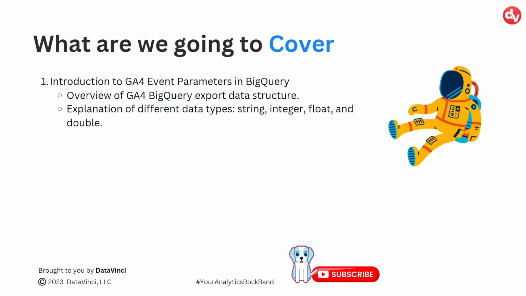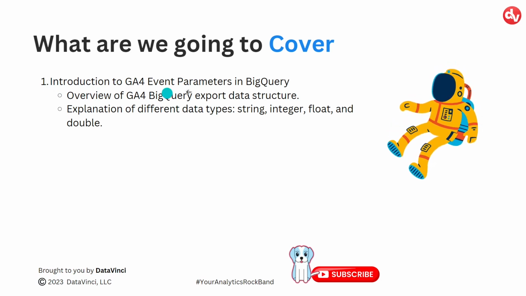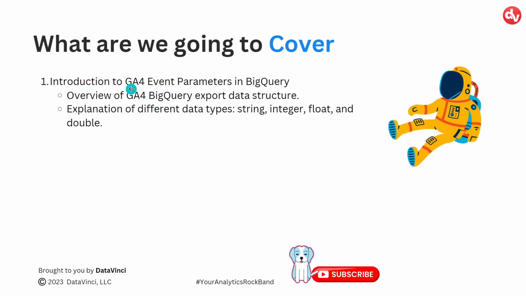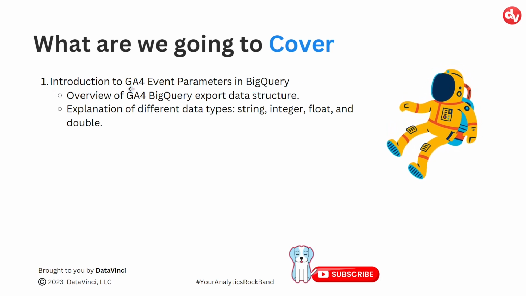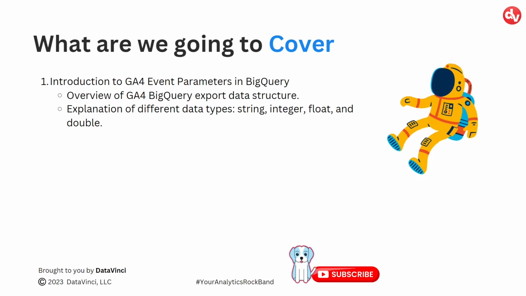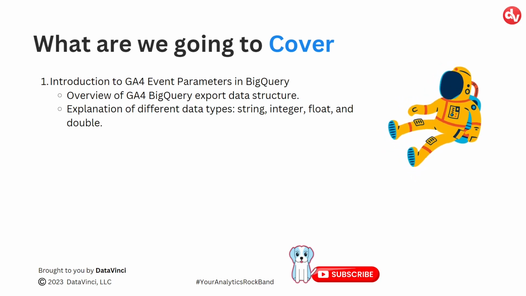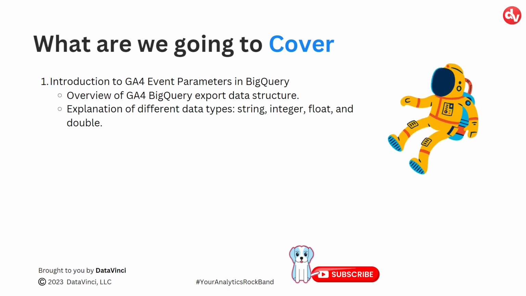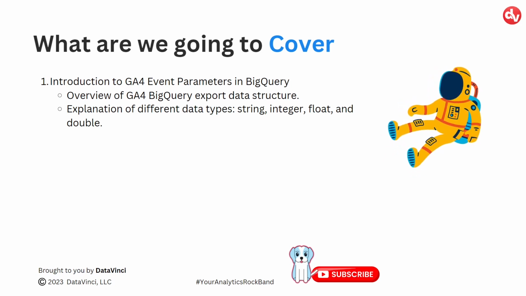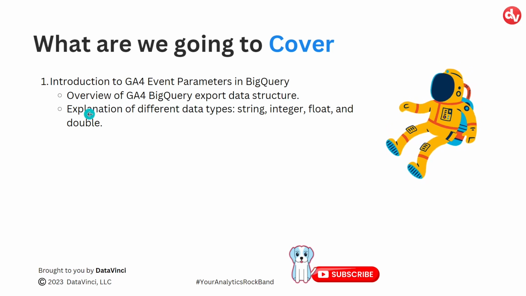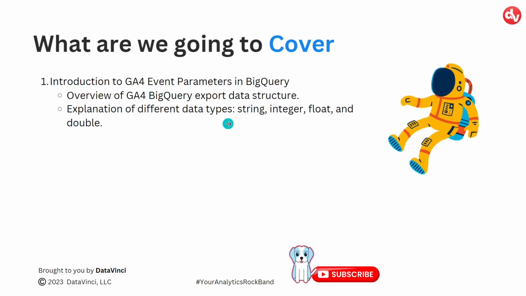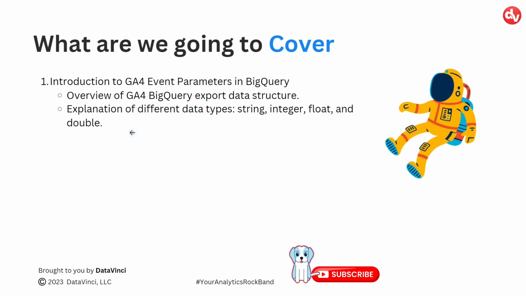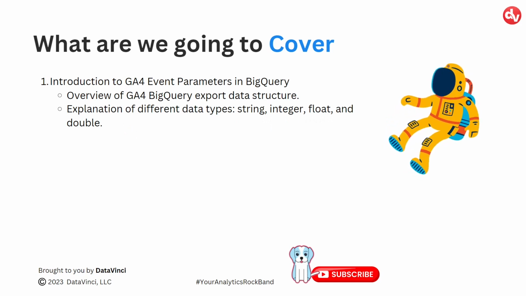So as our first chapter, we'll be starting with introduction to GA4 event parameters in BigQuery, in which we'll navigate through the GA4 BigQuery's export data structure. You can think of it as the architecture of the data house which we are about to enter, in which we'll see how GA4 data looks when exported into BigQuery. And we can't really do much without speaking the language of data, so we'll also go over the different data types, which are strings, integers, floats, and doubles. So yeah, let's gear up and get those numbers and figures into actionable insight.